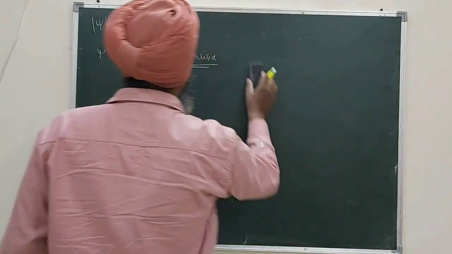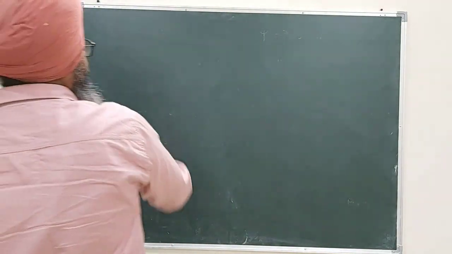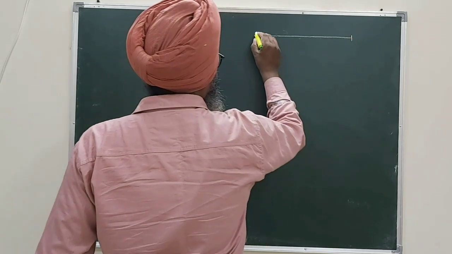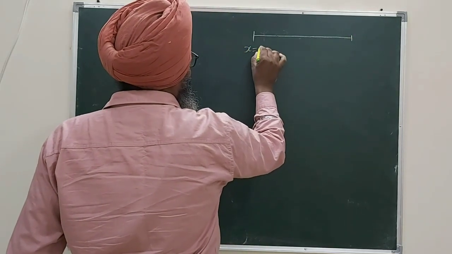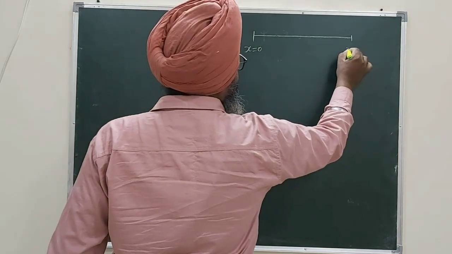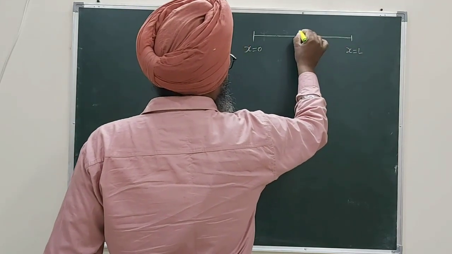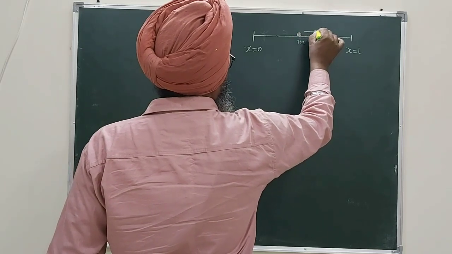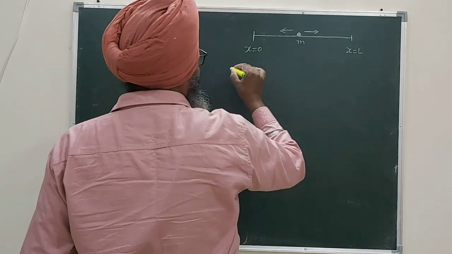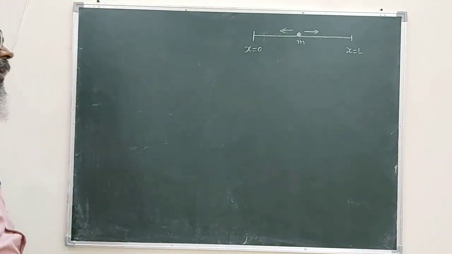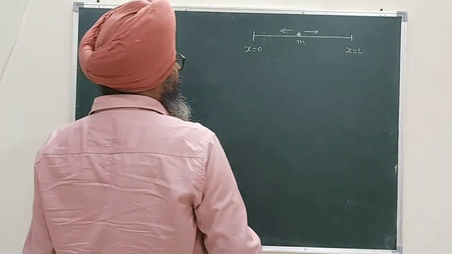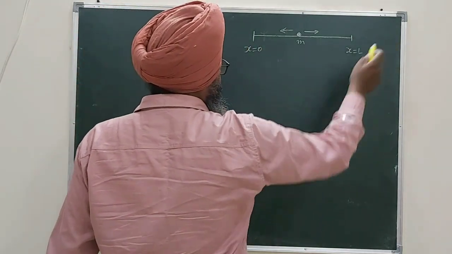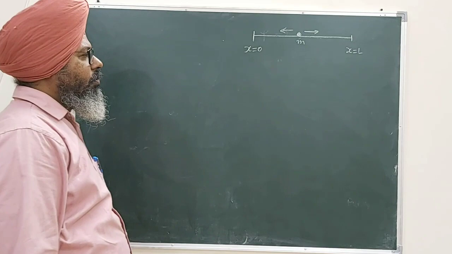Suppose this question is asked: there is a particle in a one-dimensional box. This box starts from x equal to 0 and ends at x equal to L. There is a particle of mass m which can move either toward plus x-axis or toward minus x-axis. It cannot move in any other direction, and it cannot go to the left of x equal to 0 or to the right of x equal to L.